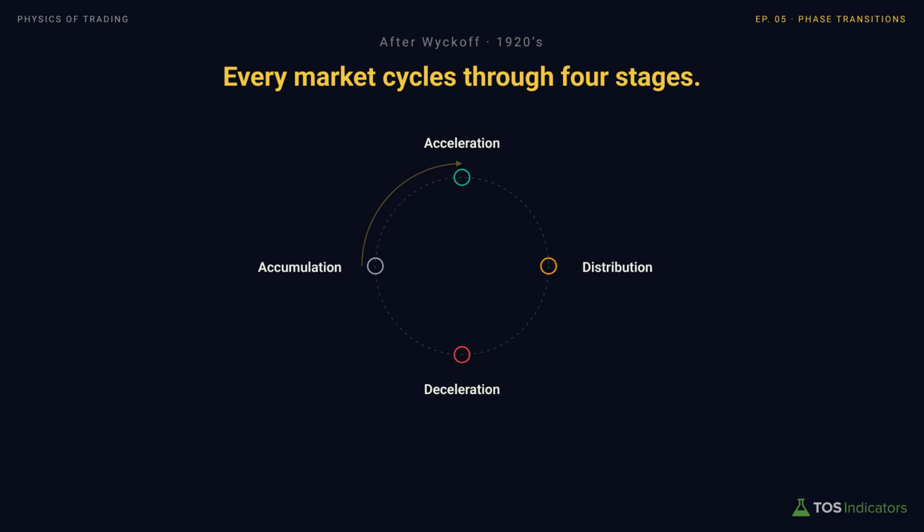But the structure is universal. The first stage is accumulation. This is the quiet phase which usually follows a long decline. Price starts to stop falling. It feels less like catching a falling knife, and you'll see that it begins to move a little bit more sideways. And oftentimes, this period can be weeks, if not months.